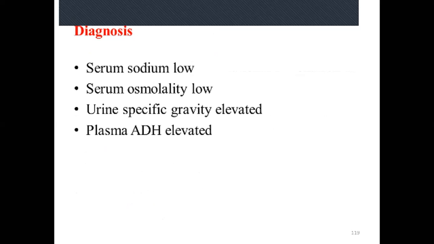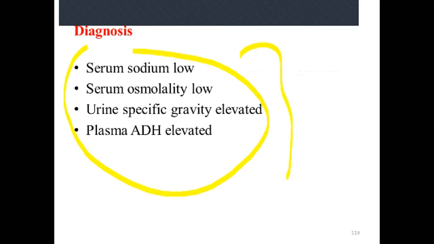Then how do the lab parameters look when a patient has a high level of ADH? The plasma level of ADH will be elevated. The serum osmolarity is low, and the serum sodium will be low. So serum parameters become low, but urine parameters are elevated. Osmolarity and the specific gravity will be high. So this is how the lab parameters look when we are checking.